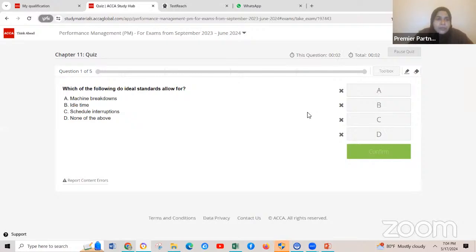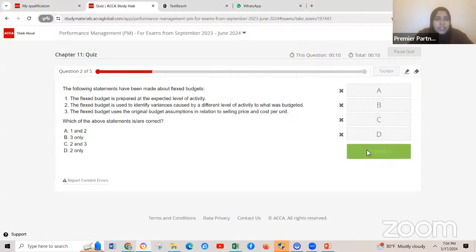Question number 4. Which of the following do ideal standards allow for? None of the above. Ideal standards don't allow for any of this. The following statements have been made about flexed budgets. The flexed budget is prepared at the expected level. The flexed budget is used to identify variances caused at different levels. Flexed budget uses original budget assumptions in relation to selling price and cost per unit.